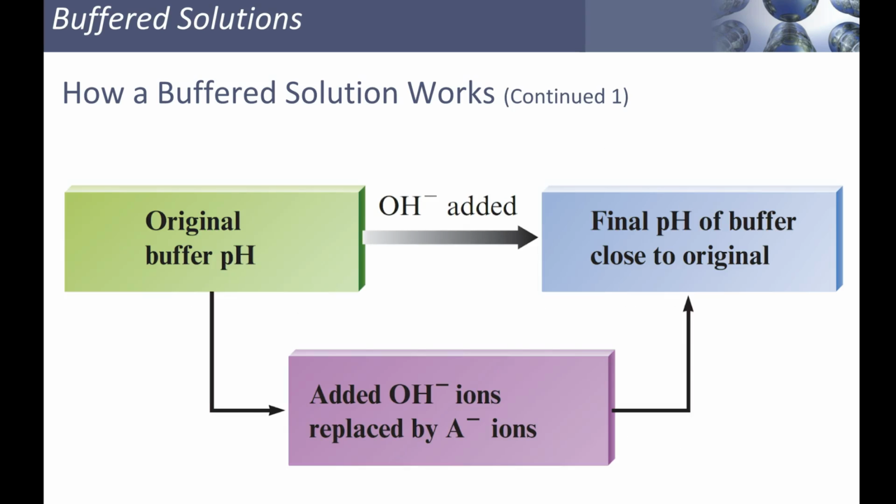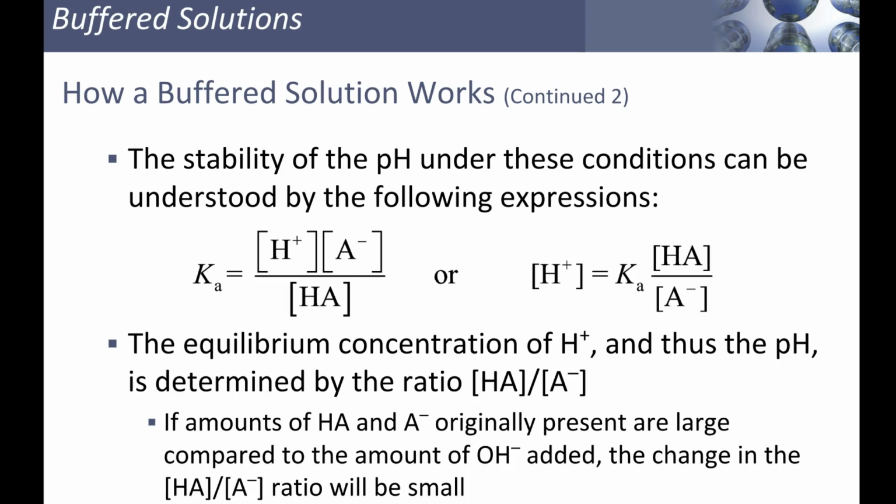Very good. So, you add your hydroxide, you're going to have a final pH. You start with some original pH, and the hydroxide will take away the H pluses and will be replaced by A minus, right? So that's what makes it not change its pH so much, because instead of having a whole bunch of hydroxide in solution, now you have a whole bunch of A minus in solution.